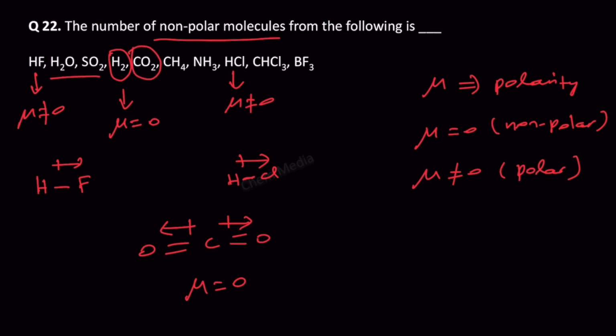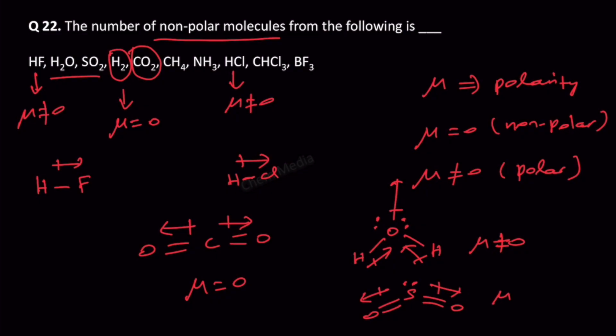In H2O and SO2, they are not linear molecules. So therefore, we will have dipole moments in those molecules. In H2O, this is the molecule. So there will be a net dipole in this case, in this direction. So therefore, the dipole moment for water is non-zero. Likewise for SO2 also, because SO2 is slightly bent because of lone pair, bond pair repulsion. So therefore, we will have dipole moment for this molecule too. So here also the dipole moment will be non-zero. So we can't count those.